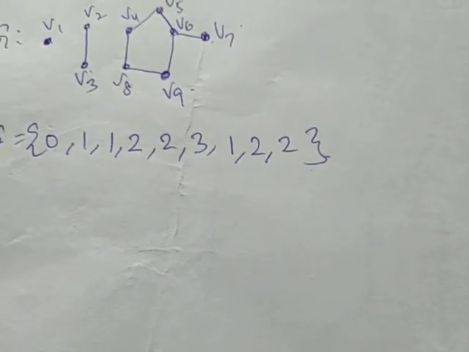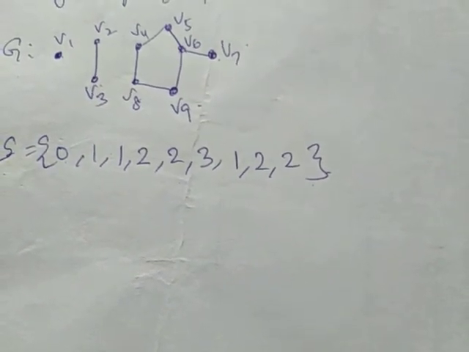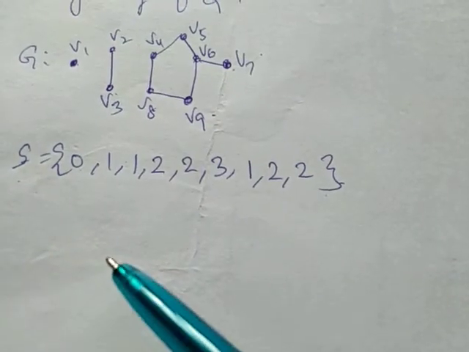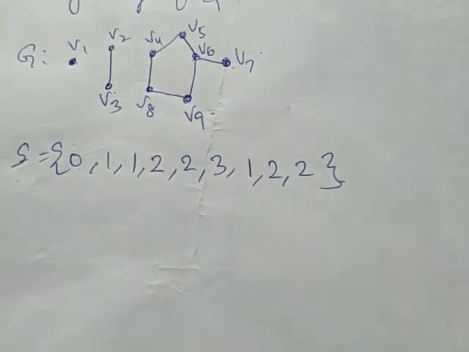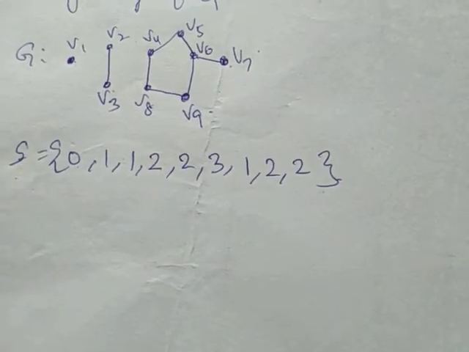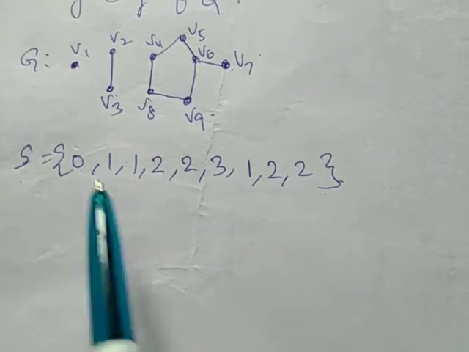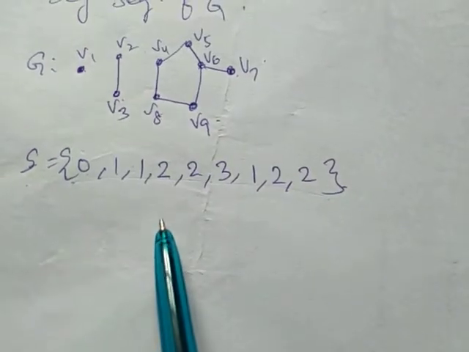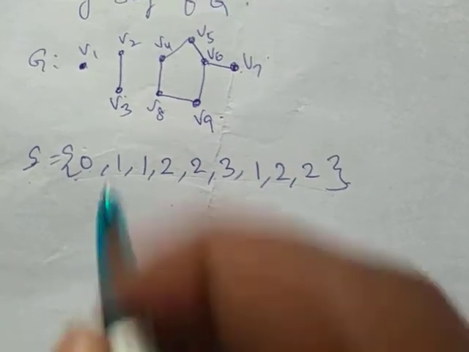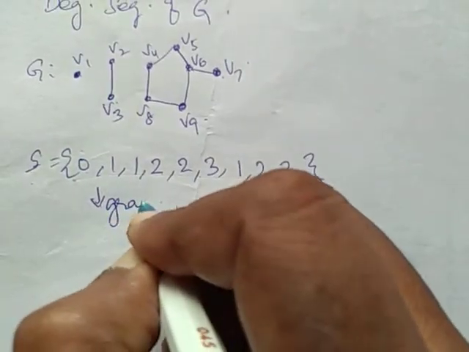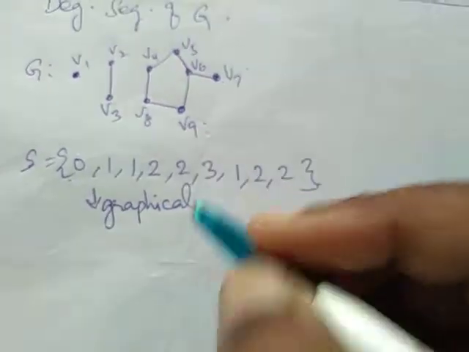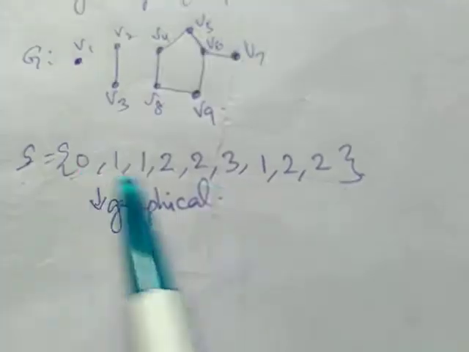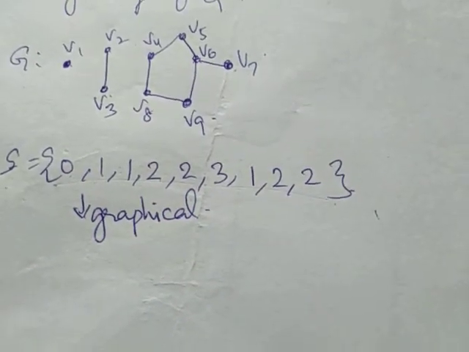A finite sequence of non-negative integers, because degree will not be negative, right? A finite sequence of non-negative integers is called graphical if it is a degree sequence of some graph. This is the degree sequence of a graph, so it is known as graphical. Whenever we list the degrees of the vertices in a sequence, we call it graphical.